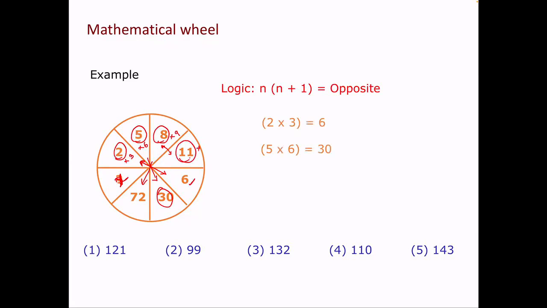So it is 11 here. What is the next number after 11? 12. 11 into 12 is what? 132. And that's your answer, which is option number 3. So just multiply that number with the next number after that and write the product here. Okay, let's try a few more such problems.